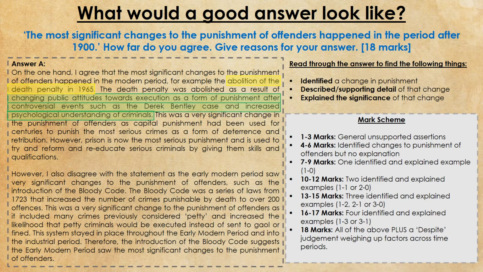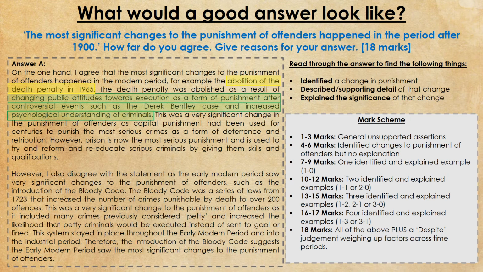"This was a very significant change in the punishment of offenders, as capital punishment had been used for centuries to punish the most serious crimes as a form of deterrence and retribution. However, prison is now the most serious punishment and is used to try and reform and re-educate serious criminals by giving them skills and qualifications." So here they use the wording of the question about significant changes to actually argue why the abolition of the death penalty is a very big deal.